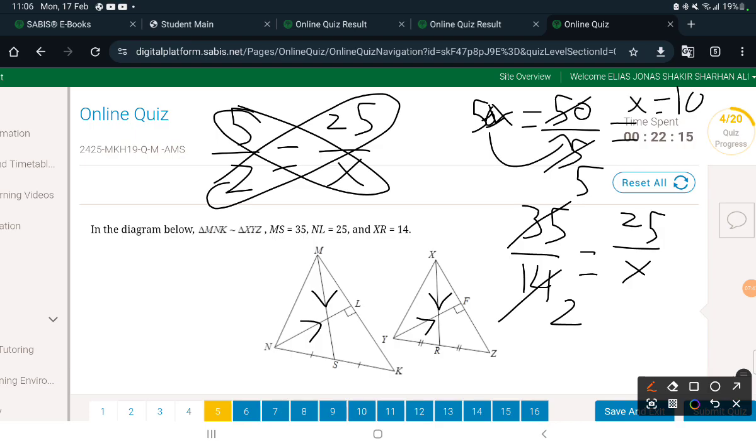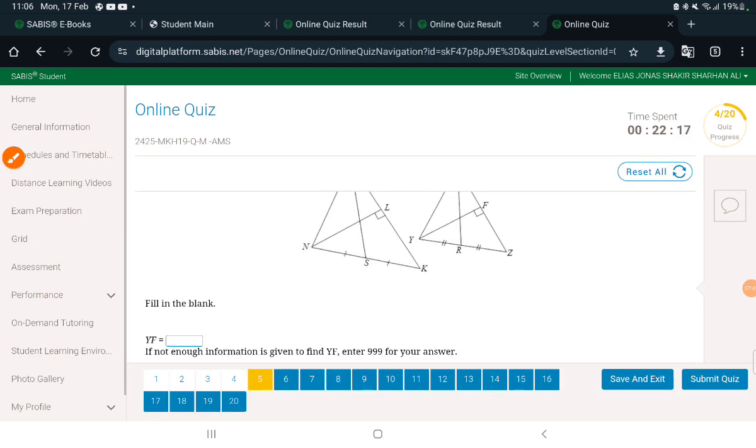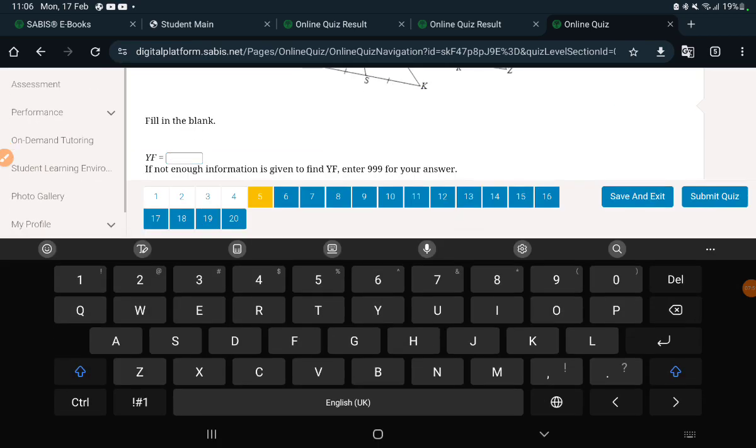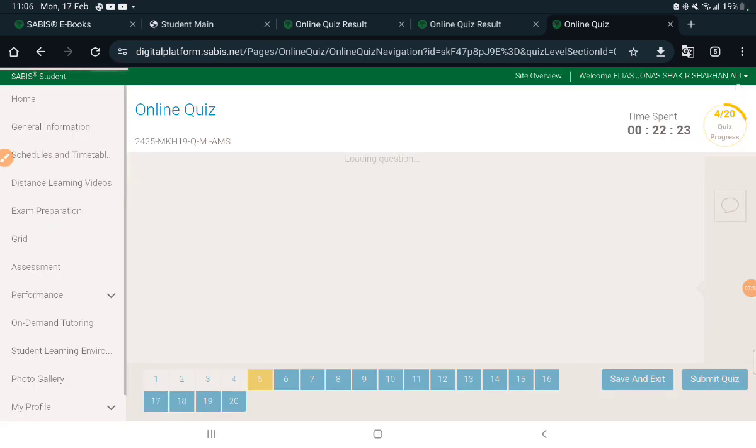This is an easy question. So YF equals 10. Because as I said, I like naming the blank X, because it just makes it easier for me. If it confuses you, then just don't mind it. Just name it YF.